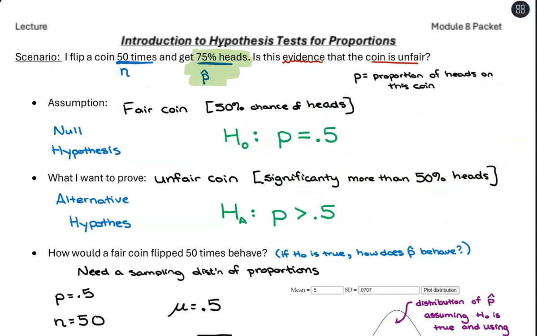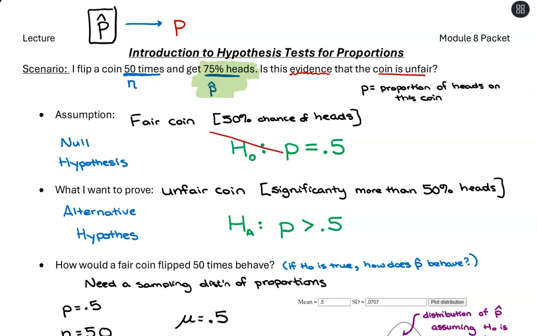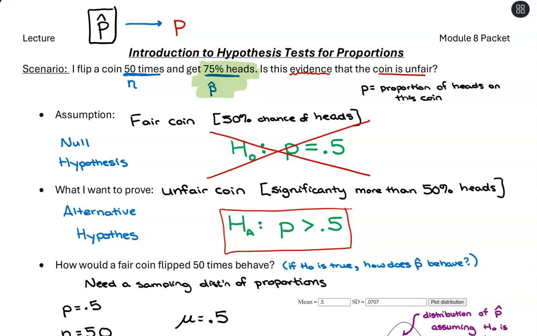We essentially get to go back up here and say, this isn't working because we saw a sample that was very extreme if it was a fair coin. Now, we got to note, not impossible. It is not impossible to take a fair coin, flip it 50 times, and see 75% heads. But statistically, the likelihood is so low that we end up making a claim for this alternative that we have evidence that this coin is unfair and has a proportion of heads more than 50% of the time.